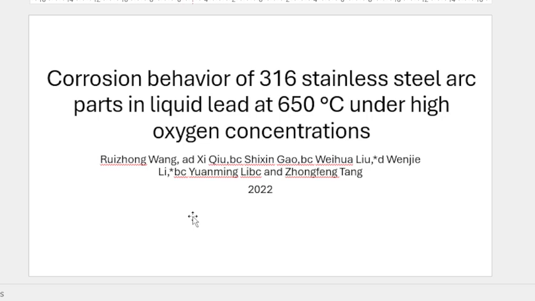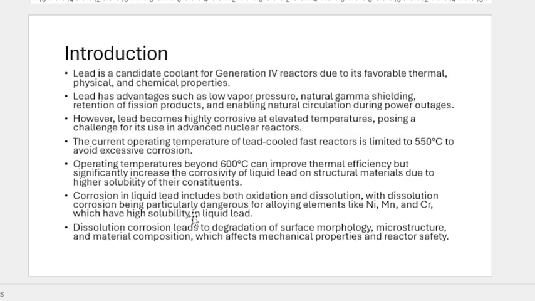Today we are going to discuss one paper with the title Corrosion Behavior of 316 Stainless Steel Arc Parts in Liquid Lead at 650 degrees C under high oxygen concentration, in 2022 by Ruizong Wang.